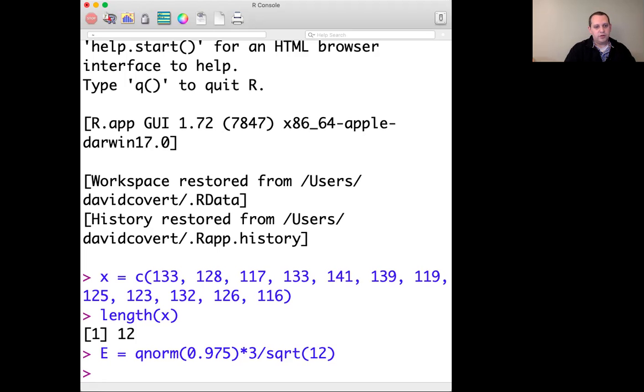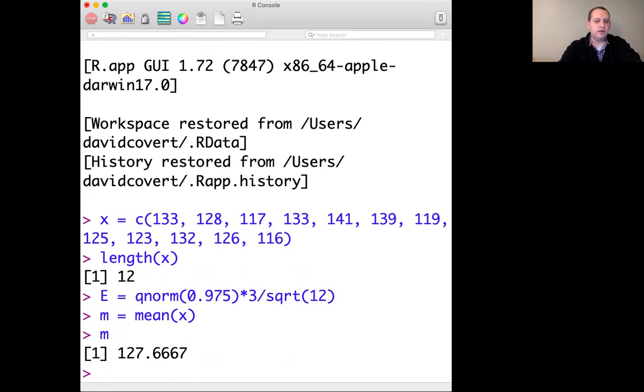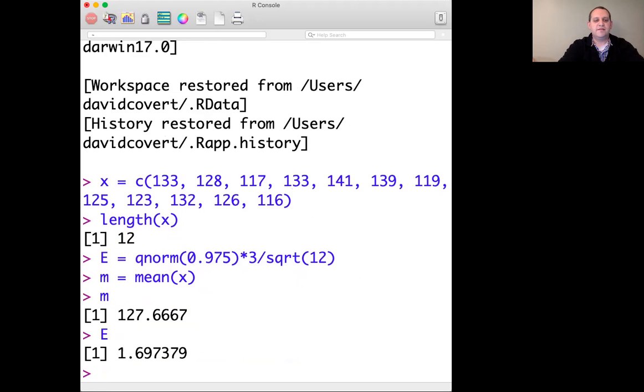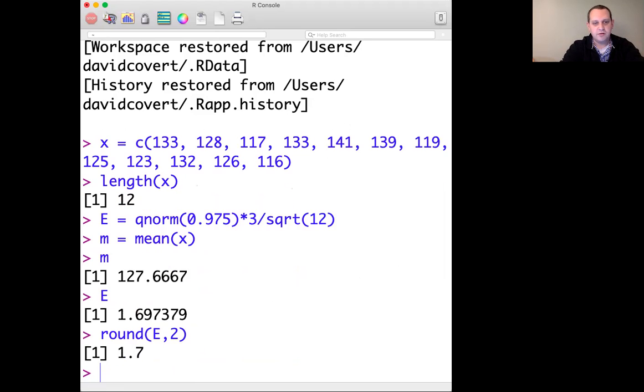Then I'm going to let M be the mean. The mean of the data set is going to be 127.67 basically. Then we want to find the confidence interval, so we're going to take the mean minus the error and then the mean plus the error. There are 2 ways that we can record the answer, and I think it'll be useful to have both of these here. It'll be nice just to have the error. In fact, let's round the error to 2 decimal places, and it's 1.70.